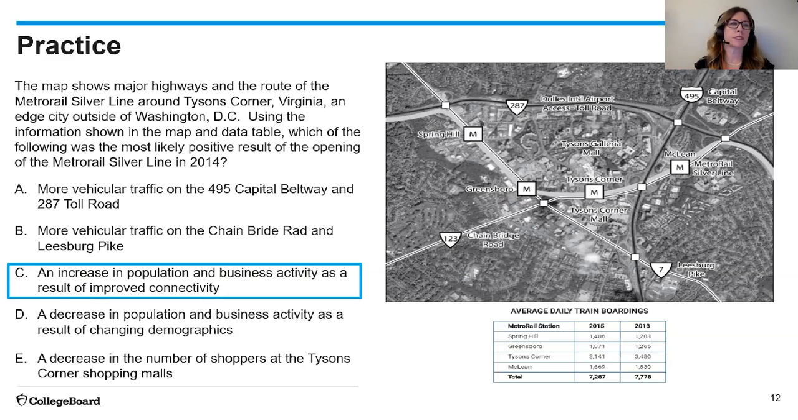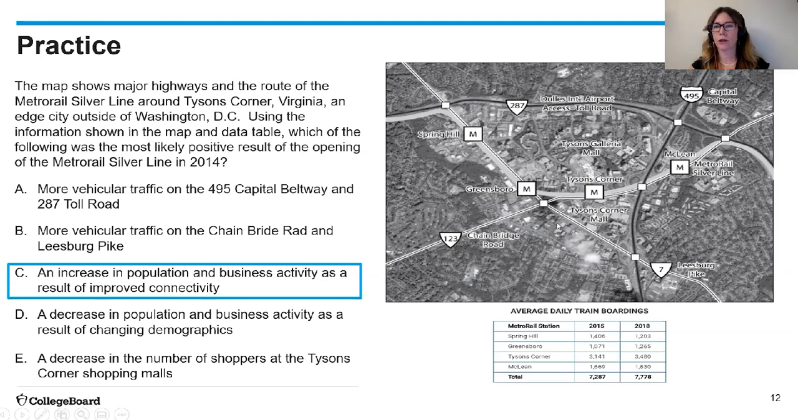We're going to read the prompt. It says the map shows major highways and the route of the Metrorail Silver Line around Tysons Corner, Virginia, an Edge City around Washington, D.C. Using the information shown in the map and the data table, which of the following was the most likely positive result of the opening of the Metrorail Silver Line in 2014?